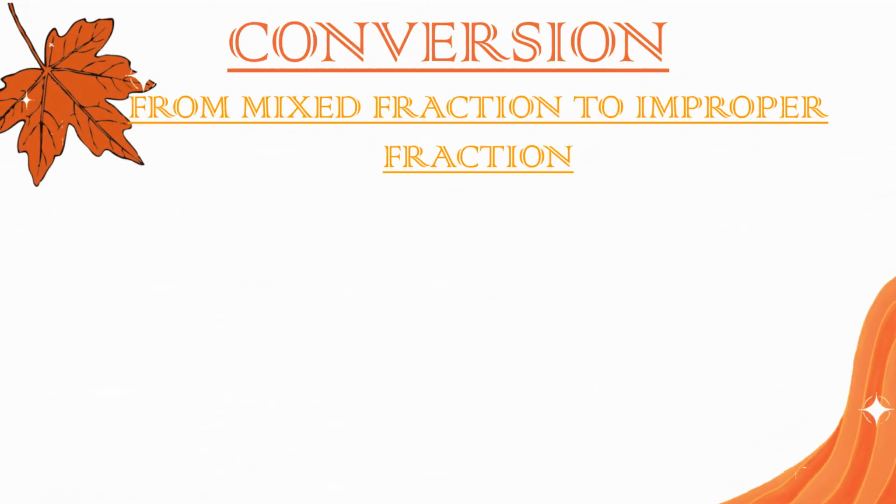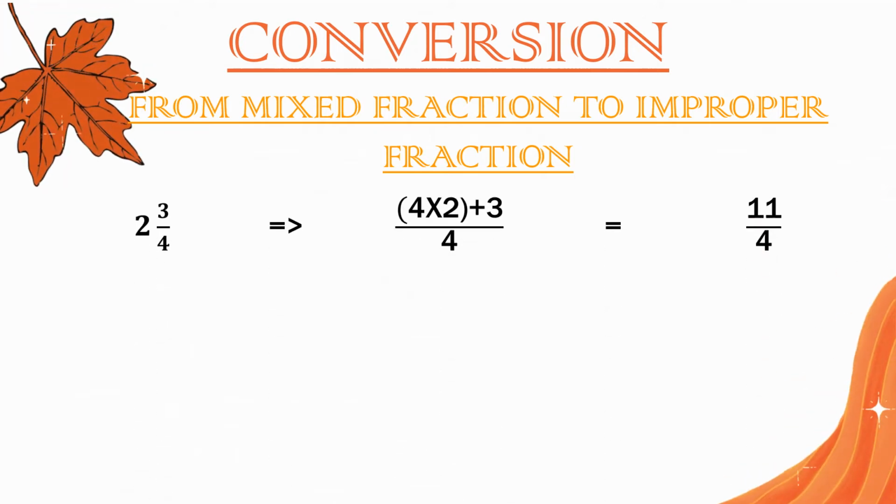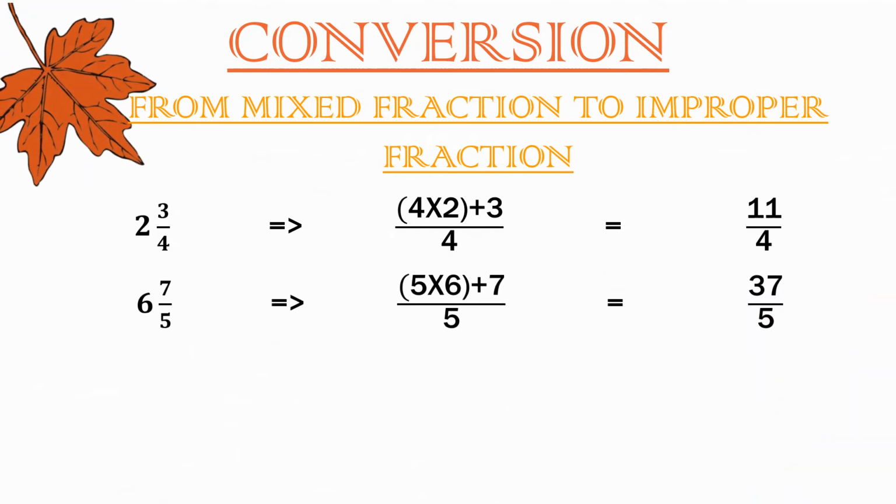Conversion from mixed fraction to improper fraction. 2 3 by 4 can be written as 4 into 2 plus 3 by 4, which is equal to 11 by 4. Similarly, 6 7 by 5 can be written as 5 into 6 plus 7 by 5, which is equal to 37 by 5.